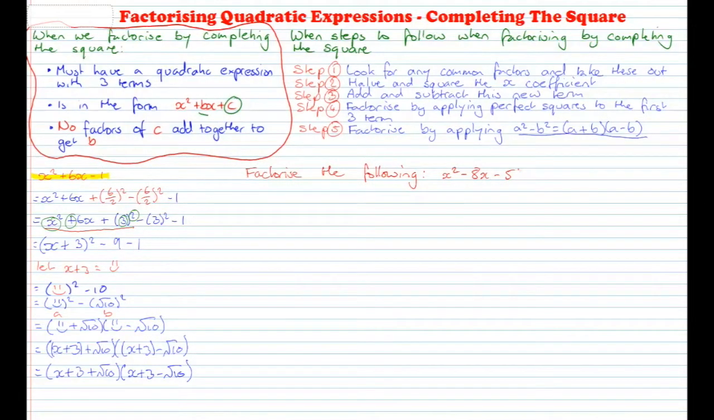Okay, so now it's time once again for you guys to press pause and attempt to factorise the following. That is x squared minus 8x minus 5. Of course, once you're done, press play and check your answers out against mine.